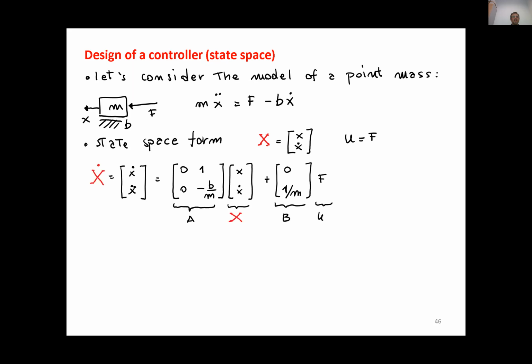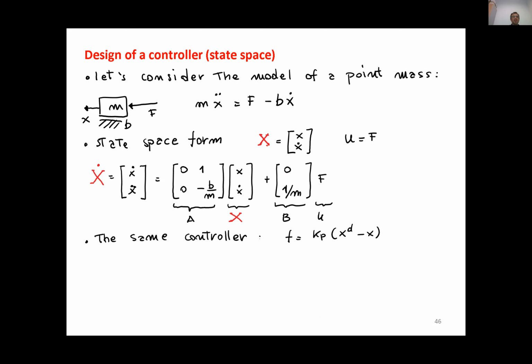And if you compute the state space equation as we did yesterday, we have the derivative of the position, which is the velocity. We set a 1 in the matrix in correspondence of the velocity state, and then we have the acceleration with the friction part here, and the input force with the input matrix B here.